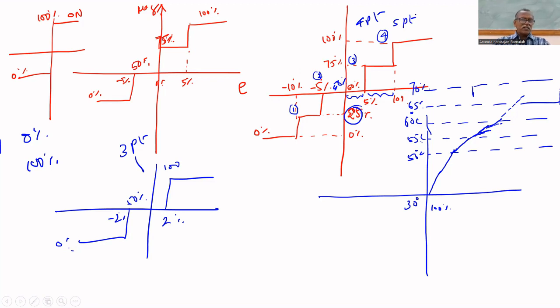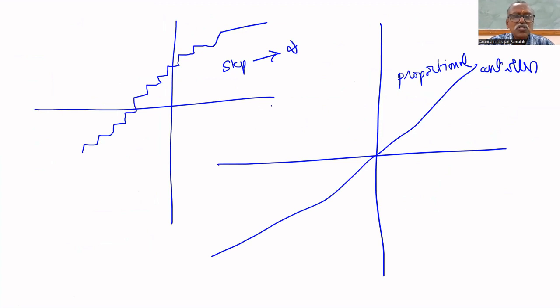We can make a 10-point controller. In that, 0%, 12.5, 25, then between 25 and 50, 37.5, 50%, 62.5, 75%, then 87.5, 100%, like that. So we can give 10 points. That is also possible, so that we can reduce the overshoot. If the number of steps tends to infinity, it becomes a straight line. Then it becomes proportional control.